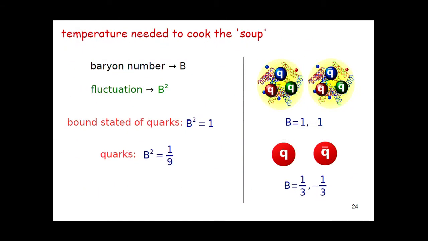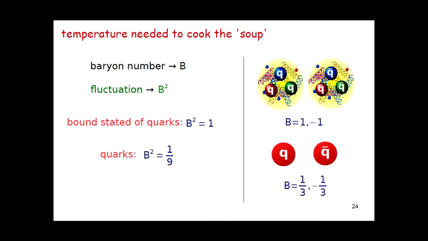Now, once we have our recipe and the kitchen, then we theorists come in and try to work out what we have to do to understand or calculate the temperature needed to cook the soup. We have to find proper observables. So again, I refer back to what I said before: baryons and antibaryons carry baryon number +1 and -1, and the quarks and antiquarks carry fractional baryon number of 1/3 and -1/3.